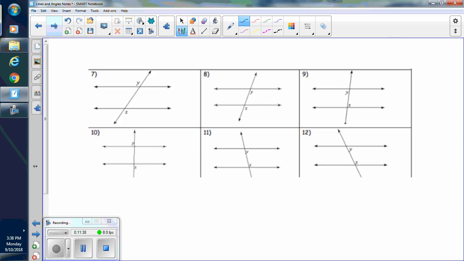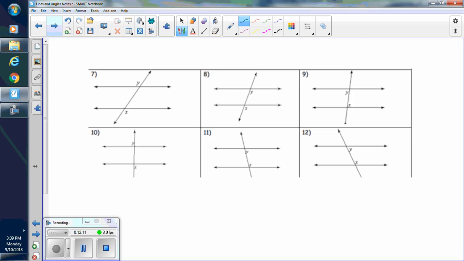Okay, let's check to see what you know. Take a few moments and go through these. Identify the types of angles that you see here. Are they corresponding, alternate exterior, or same side interior? You're comparing X and Y. Which would you classify each one as? Hit pause, answer the questions, and when you're done, select play.